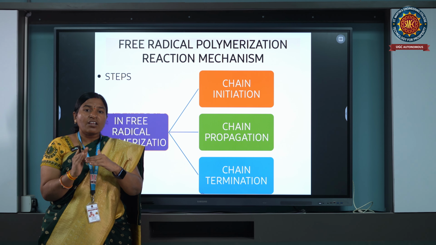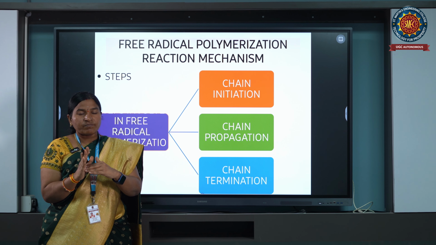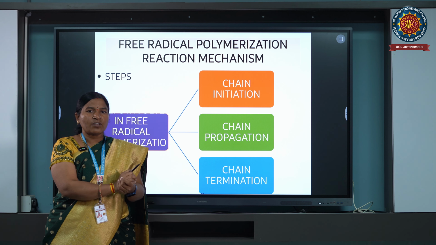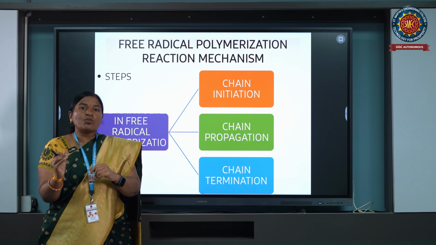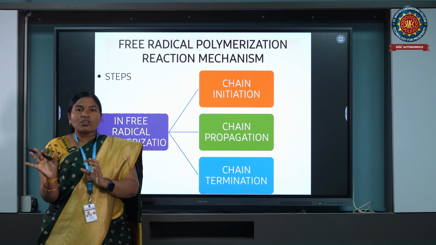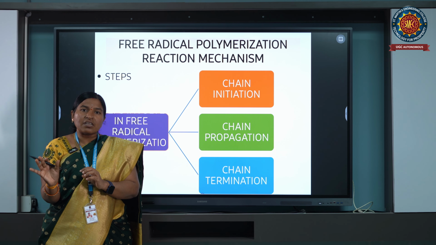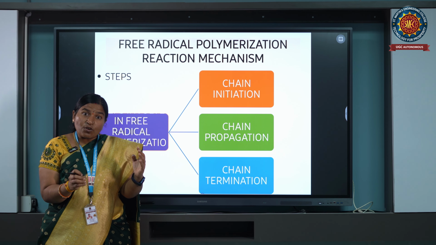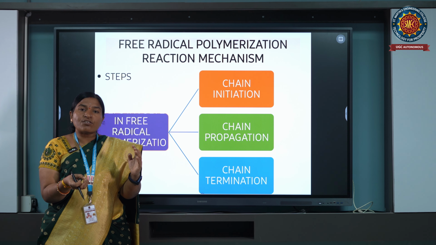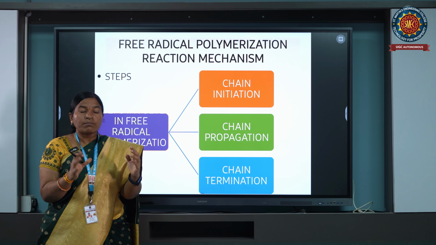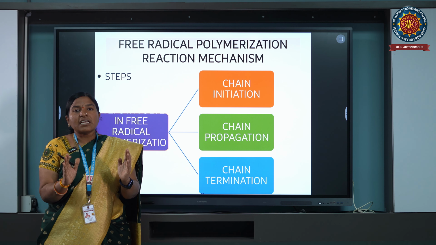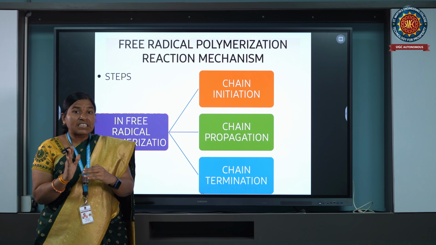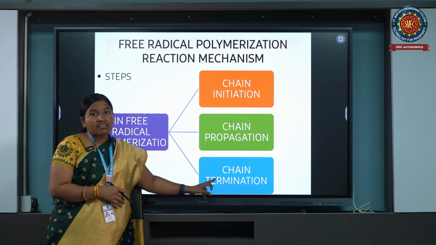Here, if we want to stop the reaction, think about the initial monomer, whose molecular weight is 100. If you want to prepare a polymer with a molecular weight of only 10,000, then we have to stop the reaction. If you keep adding more monomer, it will still combine, but we need only a polymer of 10,000 molecular weight. So we have to stop the reaction. That step is called the chain termination step.